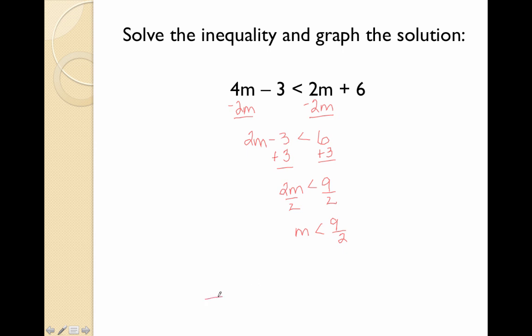Okay, it asks me to graph this solution. So I am here at 1, 2, 3, 4. Well, we'll pretend that's 5. 9 halves is going to be 4.5. Notice it says less than, so I have a donut hole where the 4.5 would be, and then I'm going to go less than 4.5.